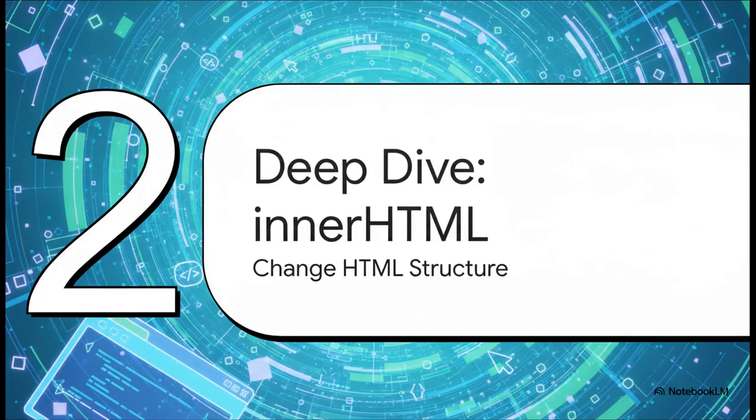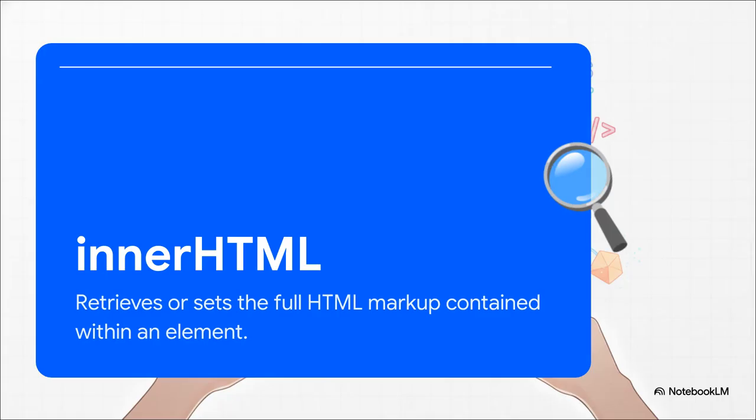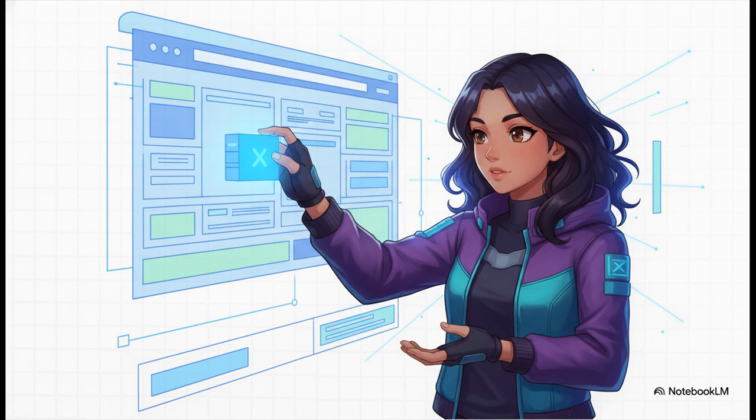Moving right along, let's dive deep into our very first tool for step 2, innerHTML, and how it handles structure. So, innerHTML is a DOM method used to either retrieve or set the full HTML markup contained inside an element. And the absolute key phrase here is HTML markup. This tool doesn't just play with plain text, it actually processes the structural HTML tags themselves. Things like your paragraph tags, your divs, or your anchor links. Let's see this workflow in action.